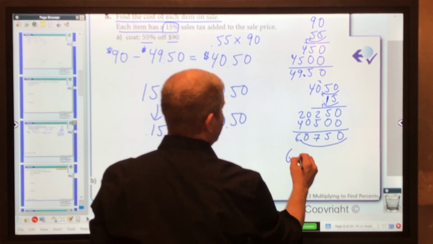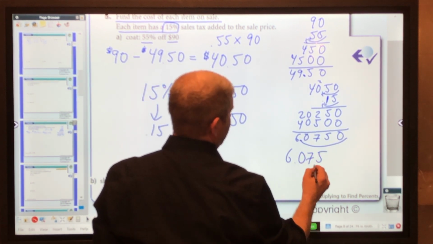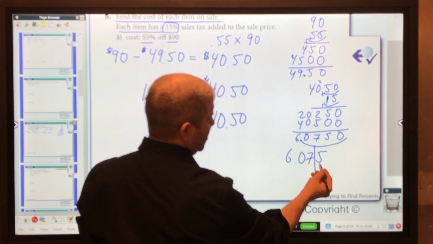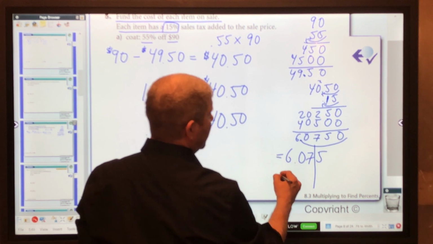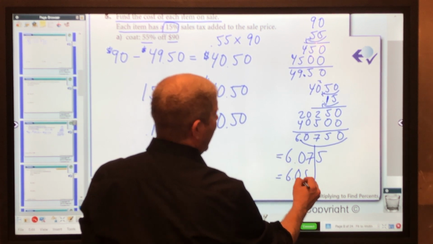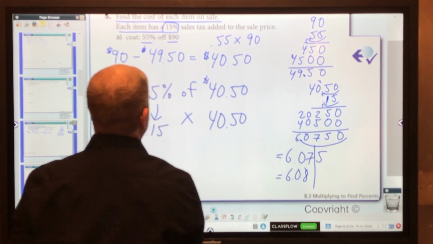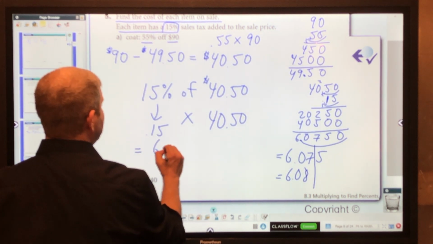So 6.075. Here's where I want my decimal to stop. So because 5 is 5 or above, that's going to turn into 6.08. We round the 7 up. So my tax is going to be $6.08.